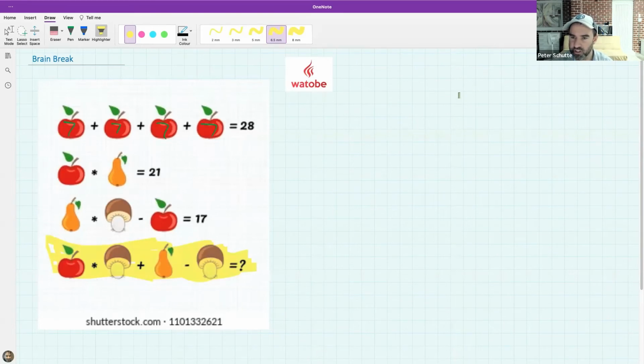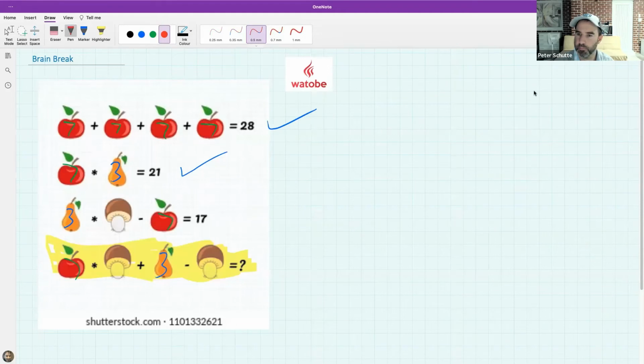Okay, Irene thinks she's got it. Vukile has said that a pear is 3. Let me see if I agree with you. So a pear, yes, because 7 times 3 is 21. So I agree with that. So there's a pear. Now, what about a mushroom? Who can do the mushroom? 3 times something minus what gives me 17?